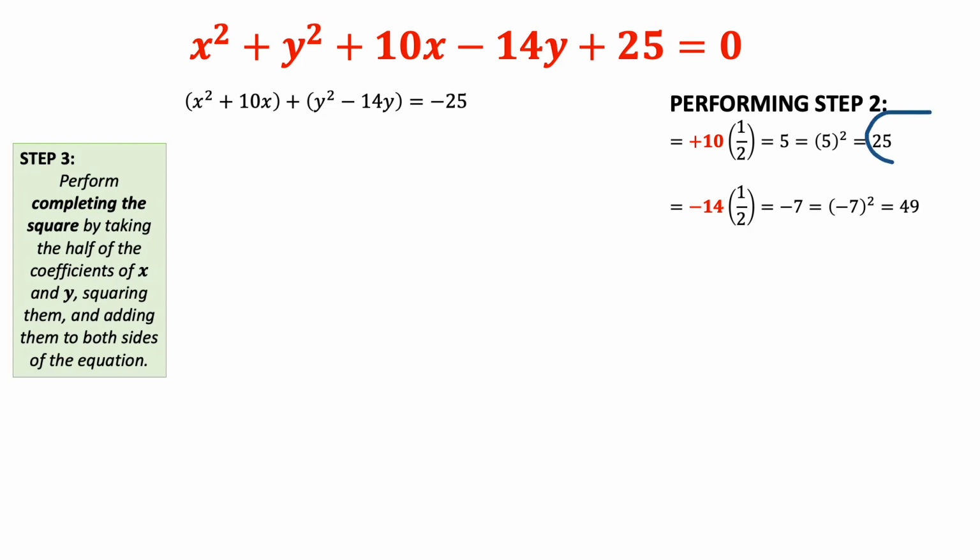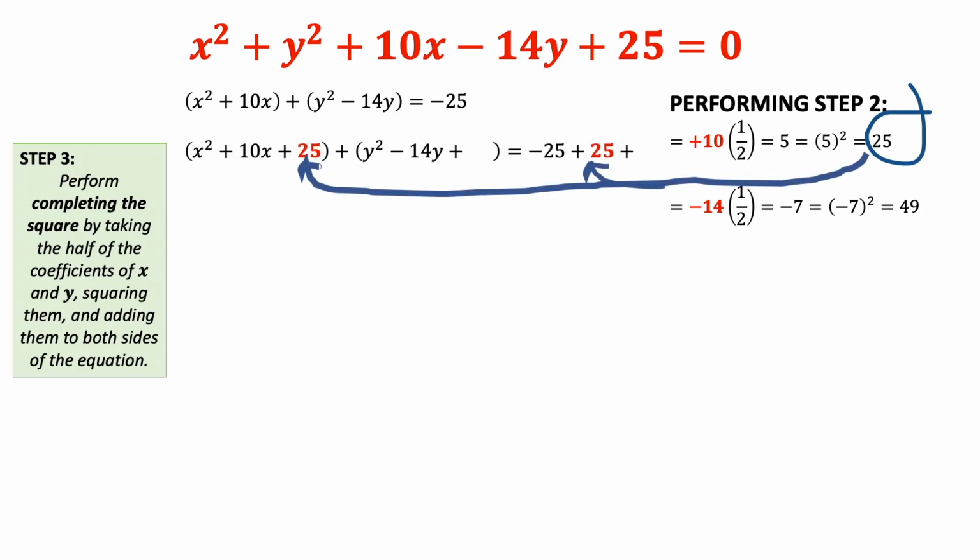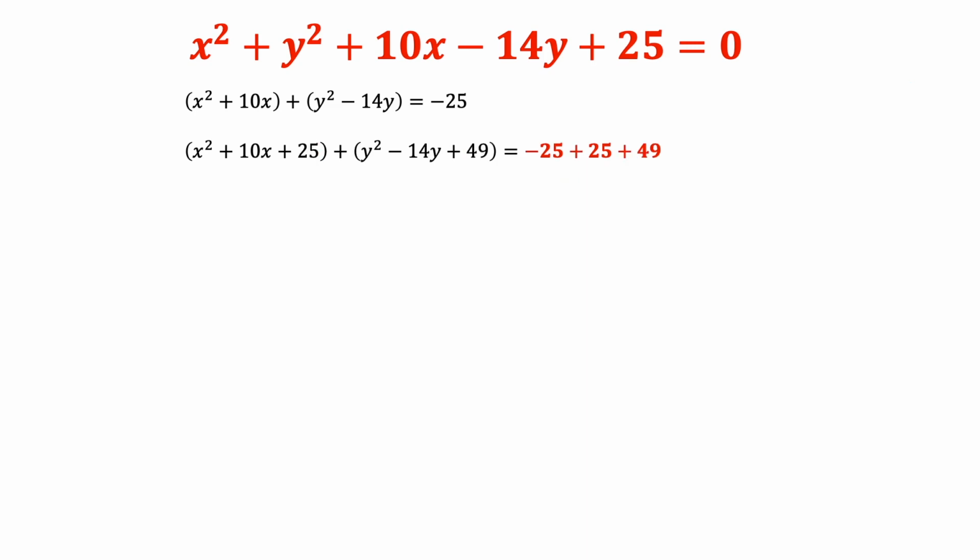Continuing step number 3, I will now add 25 and 49 to both sides of the equation. Before we proceed to the next step, let's simplify first the right side of the equation by adding together negative 25, positive 25, and positive 49. Since negative 25 and positive 25 will give us 0, therefore, the sum is 49.